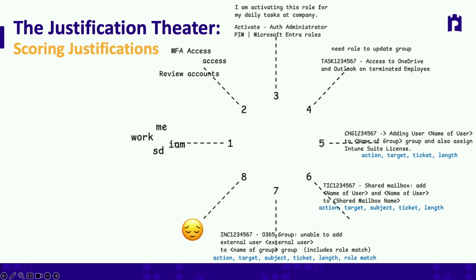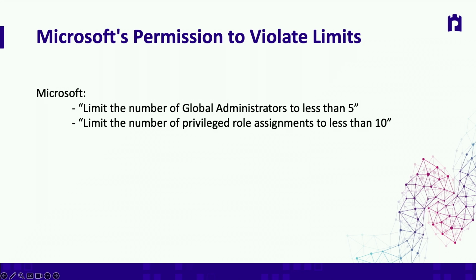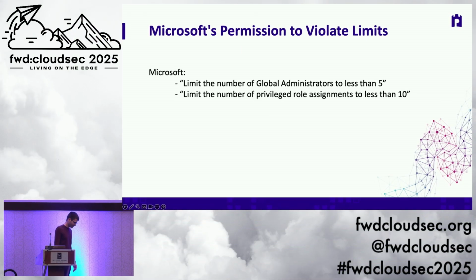They are extremely loud. And then we get into Microsoft best practice. So for years, we've always heard Microsoft say, hey, for your global administrators, make sure you have less than 5, privileged roles less than 10. Great. And for the most part, we've held true to this. We're pretty good about making sure that we keep these numbers fairly small.